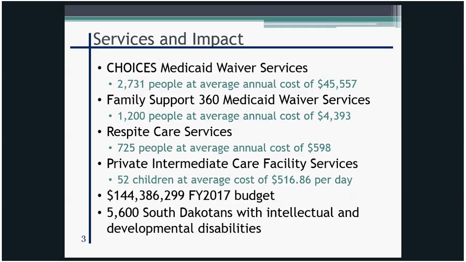So we're really looking at enhancing those family supports. And like I said, I'll talk more about that in a couple slides here. We also have a program, Respite Care Services, which supports about 725 people. The average annual cost there is $598, which isn't a whole lot, especially when you consider staff recruitment and the cost to pay for staff. That's where that money goes towards, paying the wages of staff to come in and provide that respite.